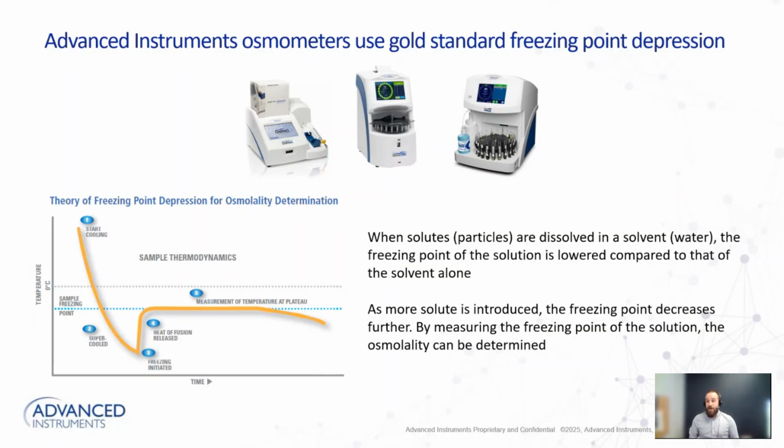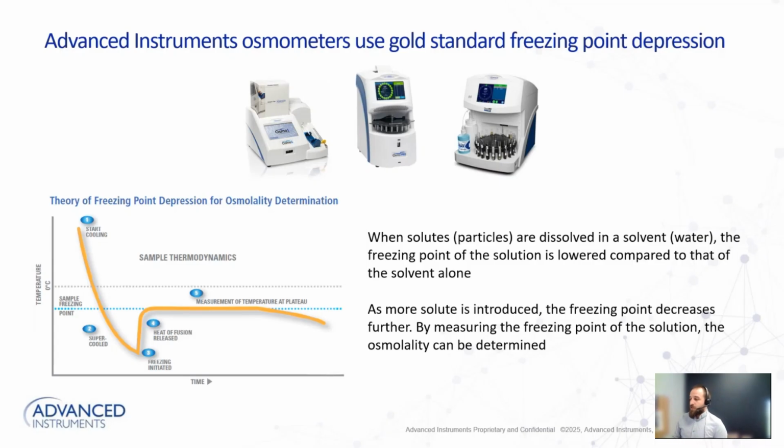So our osmometers here at Advanced Instruments use a gold standard methodology for measuring the osmolality called freezing point depression. It's important to know what that is because there's some other osmometers out there that use things like vapor pressure that don't account for volatiles like ethyl alcohol and things like that. Freezing point depression really is the way to go for clinical applications because it does take into account those volatiles that can be present in the patient's sample, like ethyl alcohol, like toxic alcohols, like diethylene glycol, like mannitol, things like that.